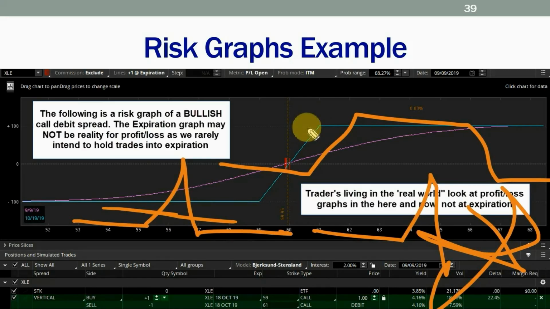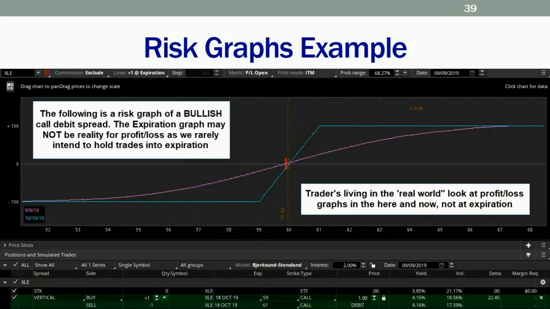Okay, it's all the same, and it's at expiration, and expiration doesn't matter. Because at expiration, you're dead. Listen, you're dead at expiration. Whether it's in the money or out of the money, you shouldn't be holding to expiration. That's the point that I'm trying to make.